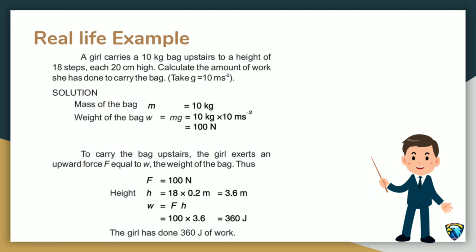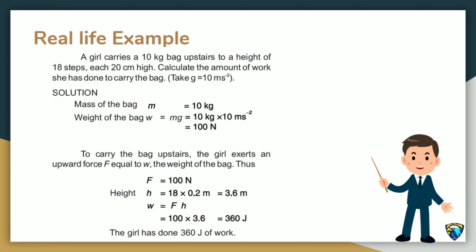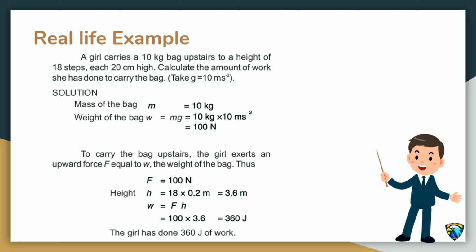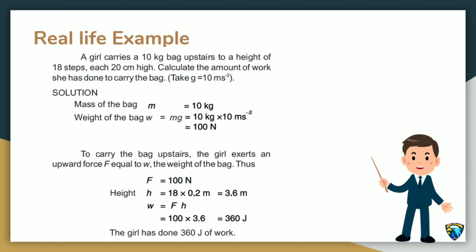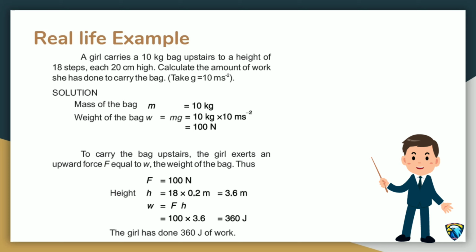Real life example. A girl carrying a 10 kilogram bag upstairs to a height of 18 steps, each 20 centimeter height. Calculate the amount of work she has done to carry the bag. Solution. Mass of the bag is 10 kilogram. Weight equals to mg, and weight is basically force. In this case, mass is 10 kilogram. Multiply with the value of g. The force became 100 Newton.